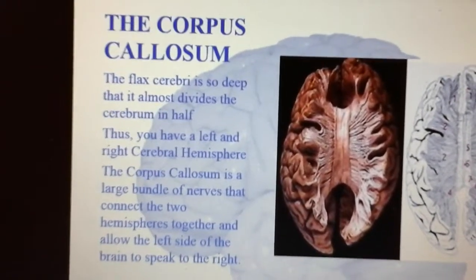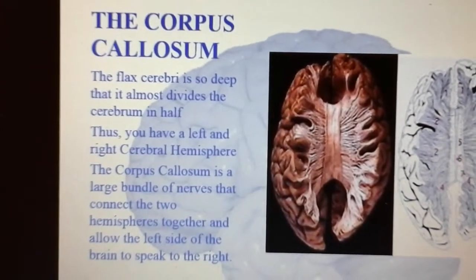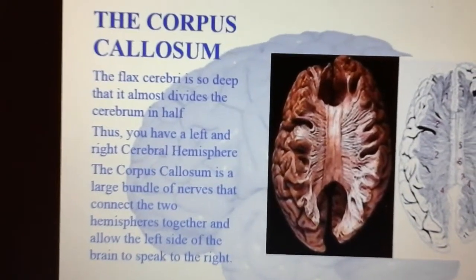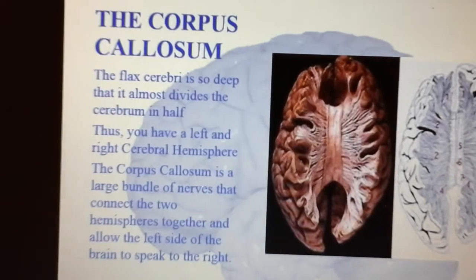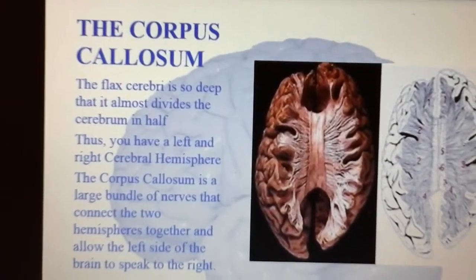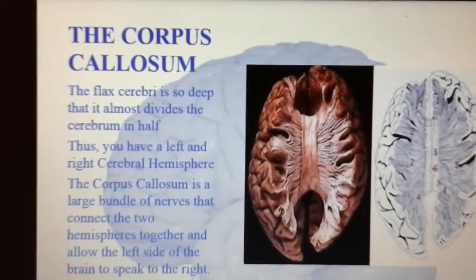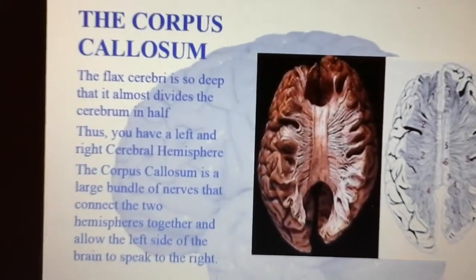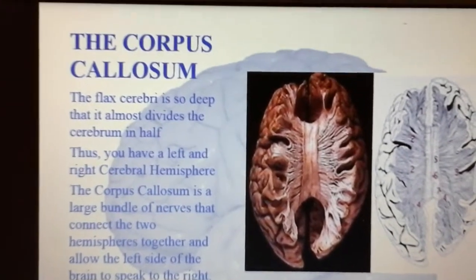This is a large bundle of nerves that connect your two hemispheres together and allow your brain to talk. So the left side of your brain can tell the right side of the brain what's going on and vice versa. So when you put something in your left hand, the right side of the brain is what actually registers that. But the right side of the brain can say, hey, by the way, this is what this hand is holding.